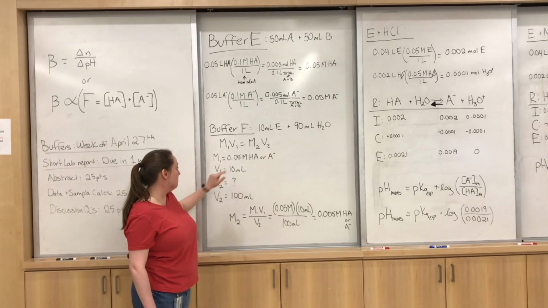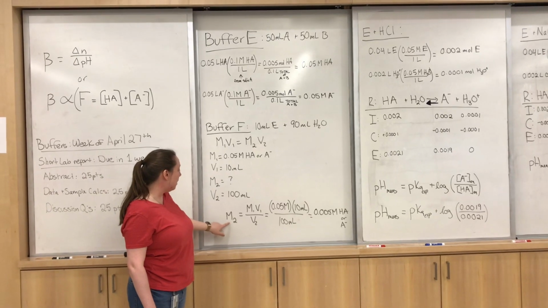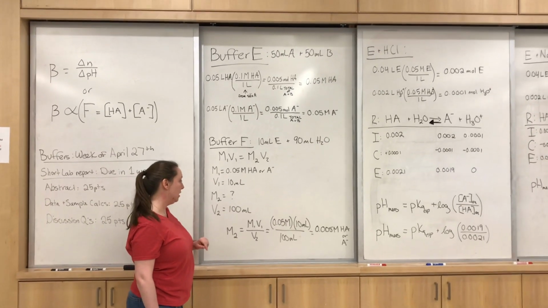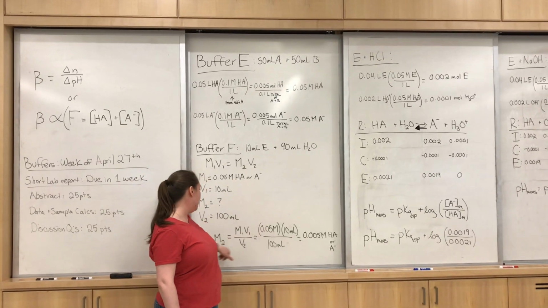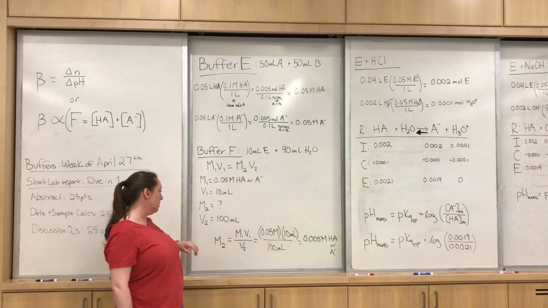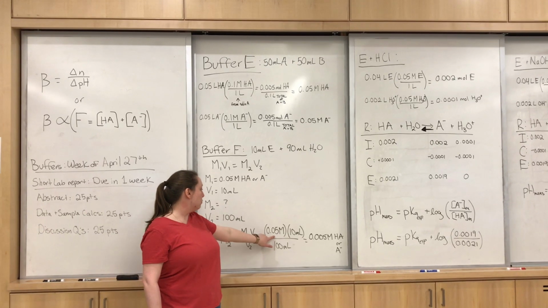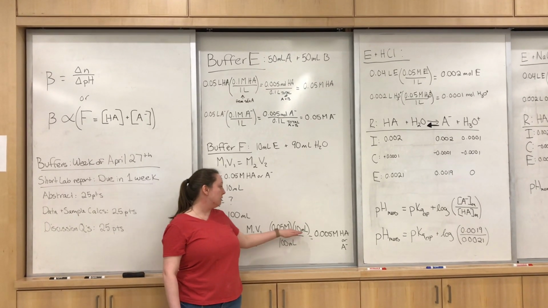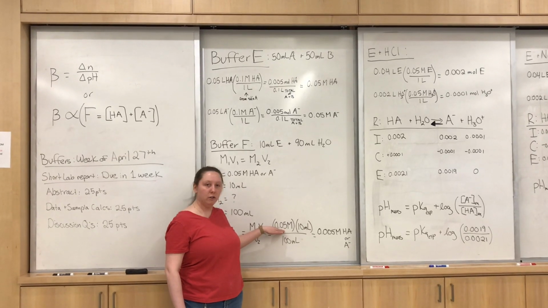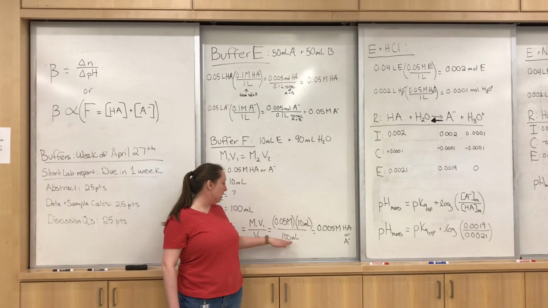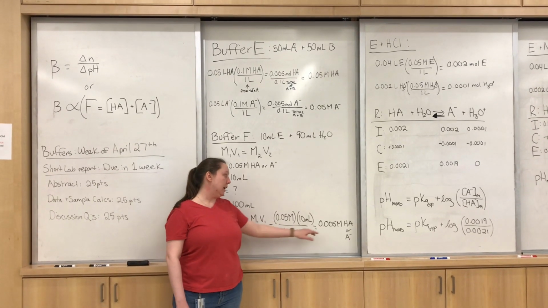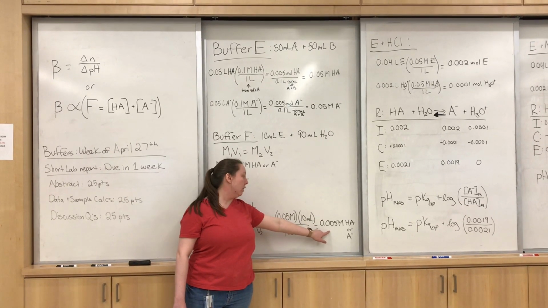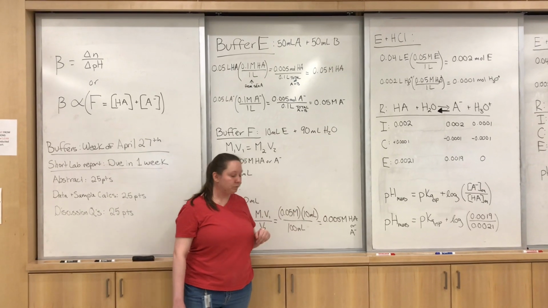We're taking 10 mL, and we need to figure out what our new concentration is. So M1V1 equals M2V2. So 0.05 times 10 mL. So we're taking 10 mL of this solution to make a 100 mL solution. And that new concentration is 0.005.